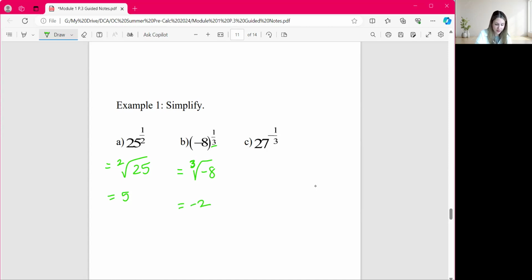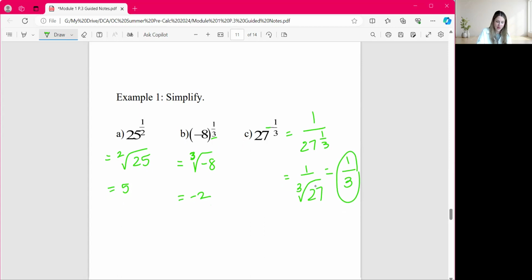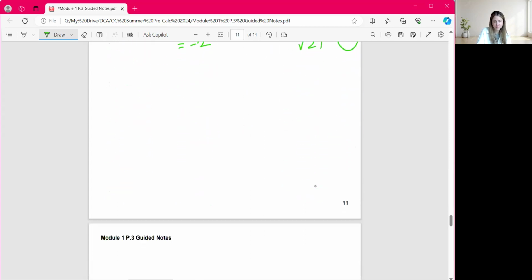27 to the 1/3. Oh, actually, I think this is 27 to the -1/3. So I'm going to rewrite this as 1 over 27 to the 1/3. And then I'm going to do 1 over the cube root of 27. And I know the cube root of 27 is 3. So I have 1/3. The other, it's very similar.